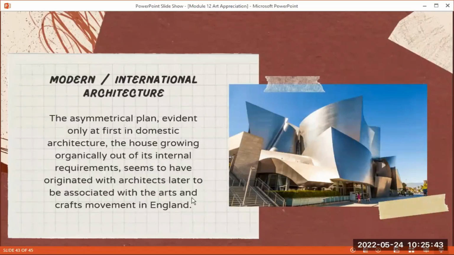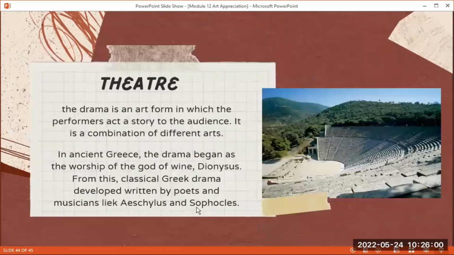Now, the asymmetrical plan, evident only at first in domestic architecture, and the house growing organically out of its internal requirements, seem to have originated with architects later to be associated with the arts and crafts movement in England.